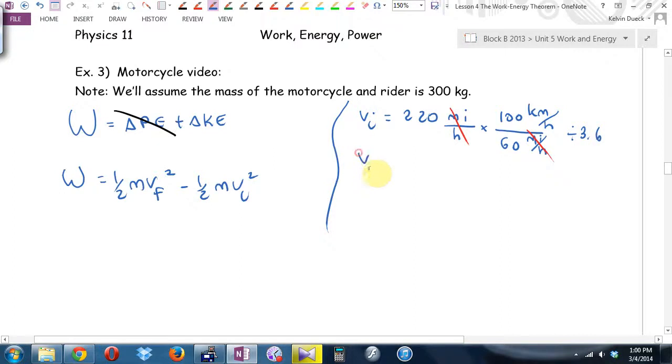So V_i is how many meters per second? Can someone on your calculator go 220 times 100 divided by 60 divided by 3.6? I know that miles per hour is roughly twice as big as meters per second, so I'm expecting an answer around 100 or 110 meters per second-ish, give or take. I hope.